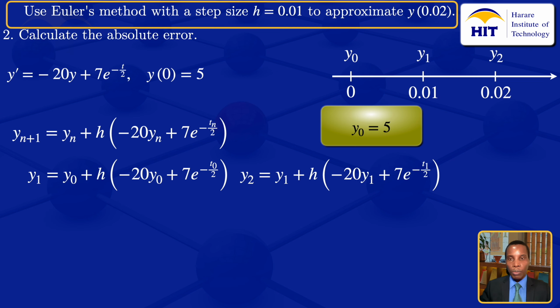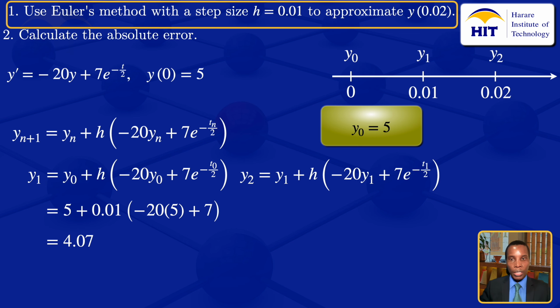So for y1, we substitute the value of h, which is 0.01, and the value of t0, since we are starting at t = 0, we substitute 0 wherever we have t0. And y0 is this 5 here. So we have y1 = 5 + 0.01 × (-20 × 5 + 7), and that will give us 4.07. So that is our y1.